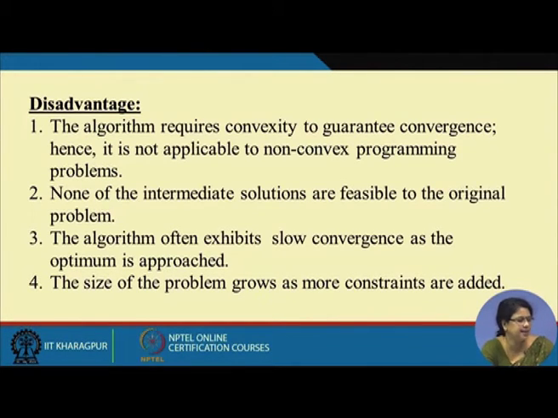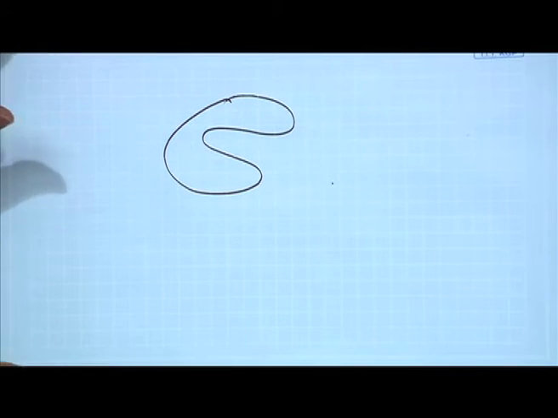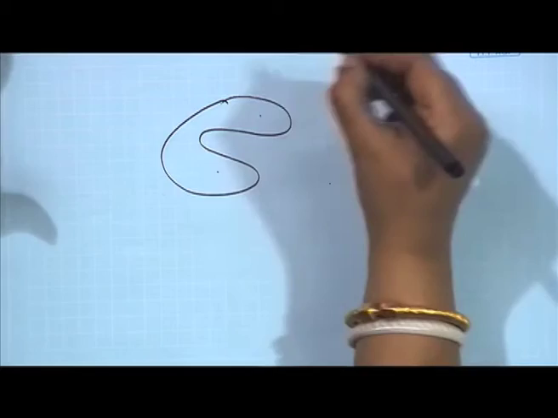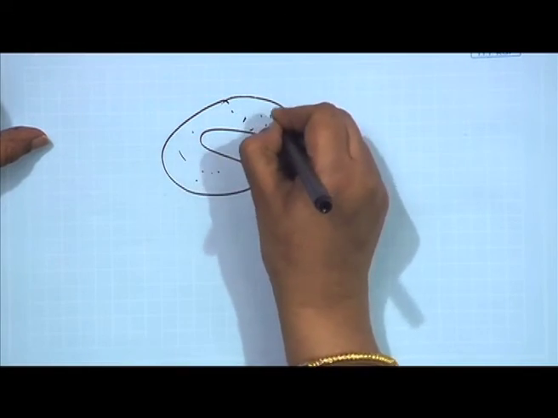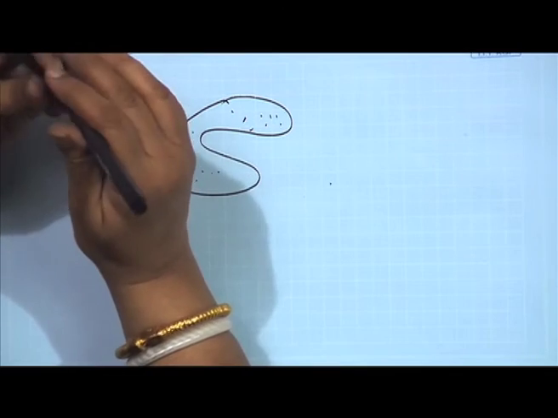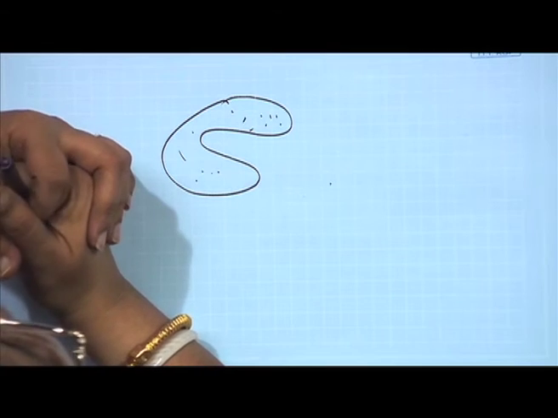The first disadvantage is convexity. If the region is convex, then certainly we will get the solution, but if the region is not convex, for example, the region looks like this. This is not a convex region, because if I take these 2 points, the whole line is not contained within the feasible space. If this is my feasible space, then whatever solution we are getting through Kelly's cutting plane method cannot be guaranteed as an optimal solution.